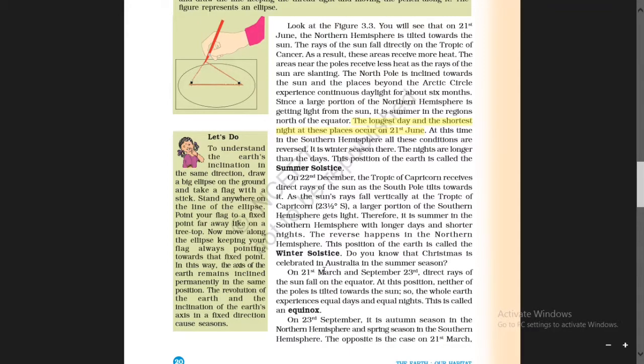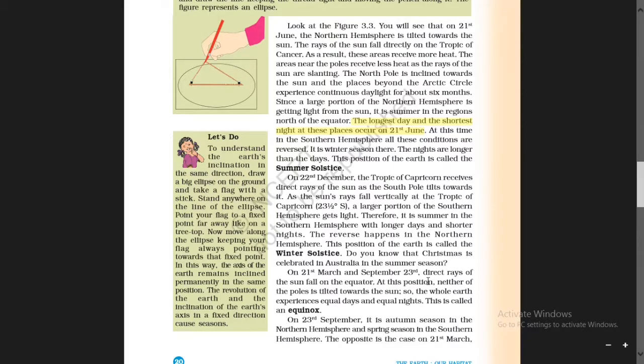On 21st March and 23rd September, direct rays of the sun fall on the equator. Because you know, the equator divides the earth into two hemispheres. The upper one is known as the northern hemisphere and the lower one as the southern hemisphere.